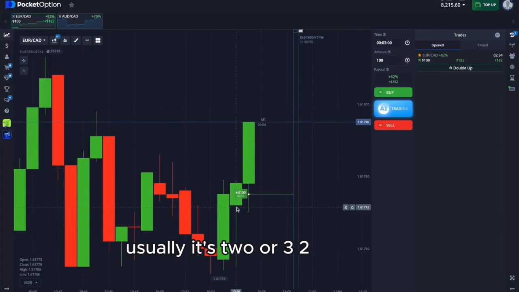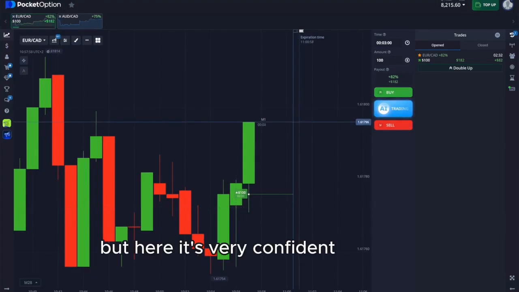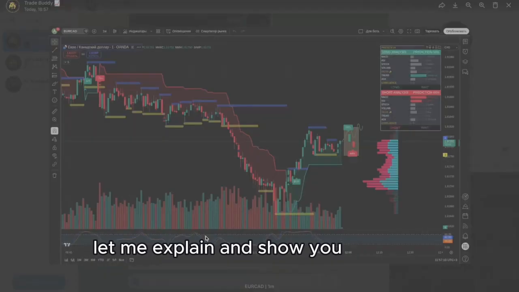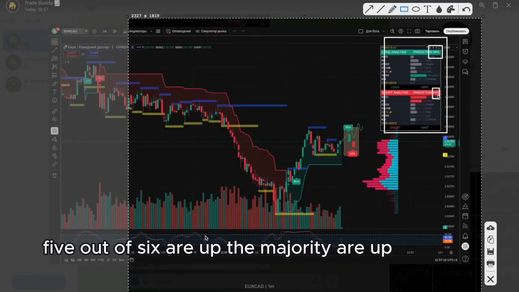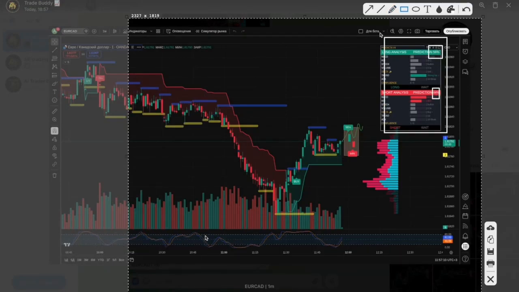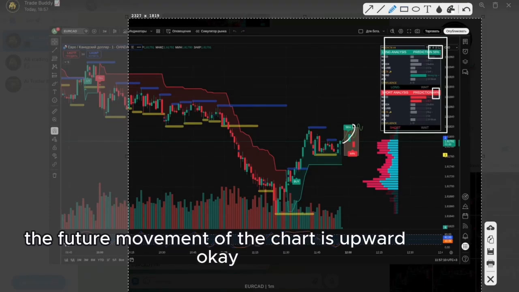Usually it's 2 or 3. But here it's very confident. Let me explain and show you. On this indicator the signal is up, 5 out of 6 are up, the majority are up, the minority are down. Okay. What do we have here? The future movement of the chart is upward, okay?